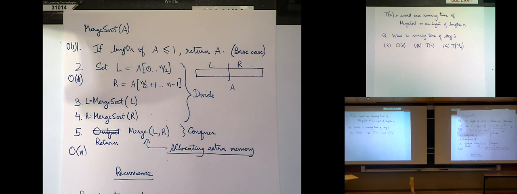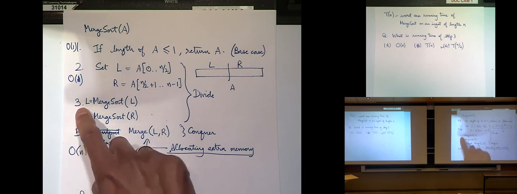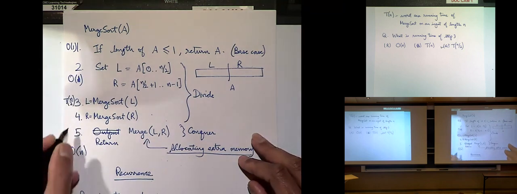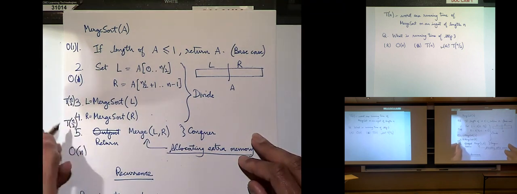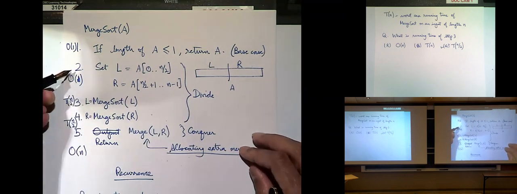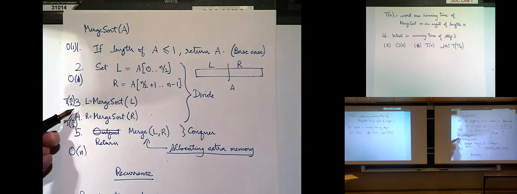Okay, so what is the running time of step 3? That's right. It's T of n over 2, almost by definition. That's what I defined T of n to be. So the running time of step 3, I can write this as T of n over 2. And the running time of step 4, I can write it as T of n over 2. Sorry for the margins being messed up here. Right? So first step is O of 1. Second step is basically O of 1. Third step is T of n over 2. Fourth step is T of n over 2. The fifth step is O of n. Okay?